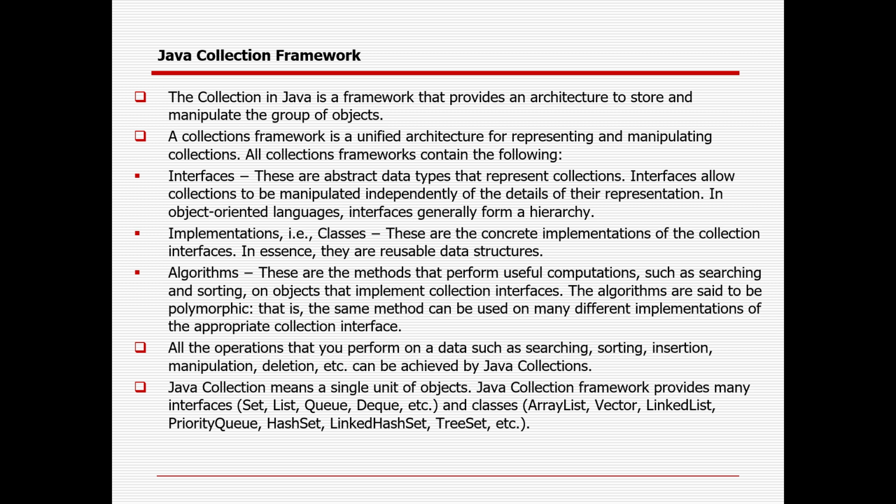One is the interfaces, second is the implementation classes, third is the algorithm, or the method or the function. Methods or functions can be available both in the interfaces as well as in the class itself. So algorithms are the methods that perform useful computation such as searching, storing, and sorting on objects that implement collection interfaces. The algorithms are said to be polymorphic. That is, the same method can be used on many different implementations of the appropriate collection framework. So all the operations that a user wants to perform on data, such as searching, sorting, insertion, manipulation, deletion, etc., can be achieved by the Java collection framework.